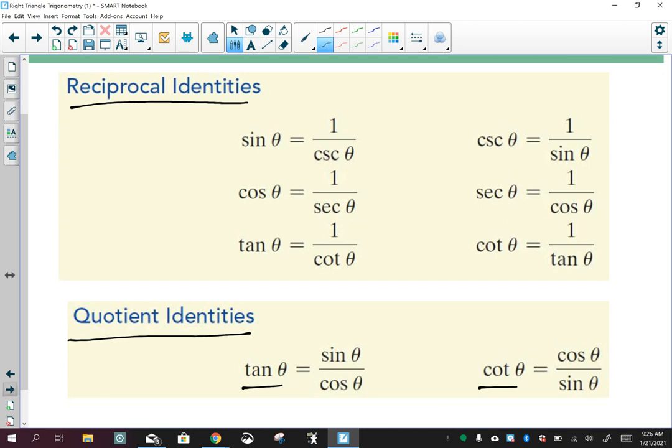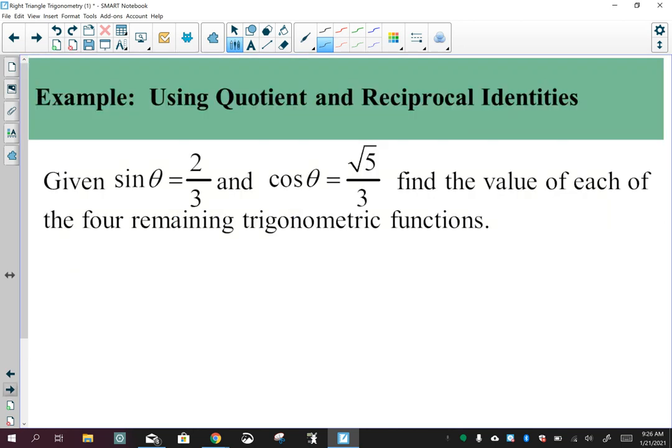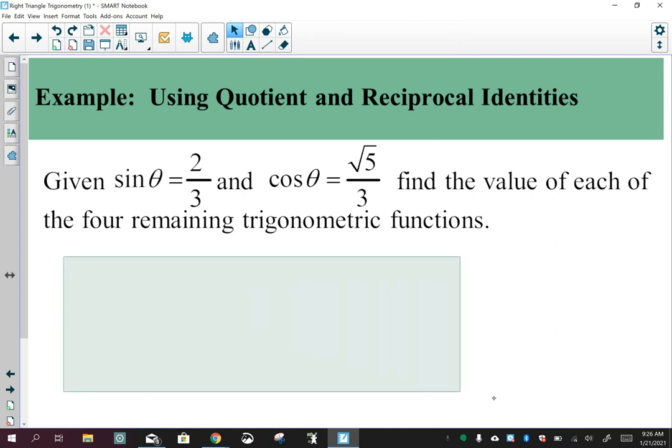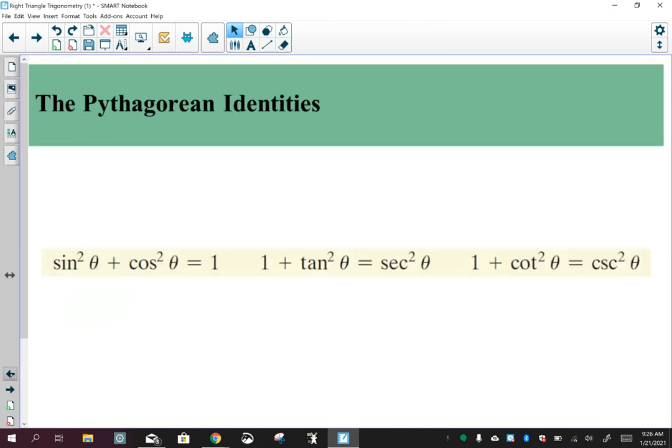So here we go. Using the quotient and reciprocal identities: given sine of theta is 2 over 3 and cosine is square root of 5 over 3, find the values of each of their 4 remaining trig functions.